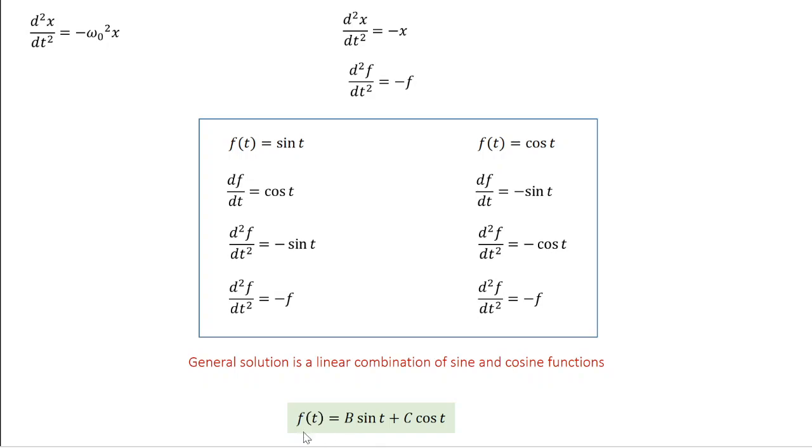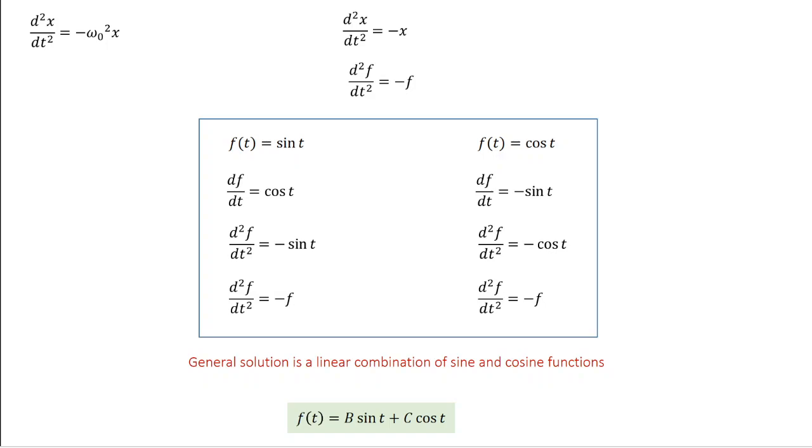So I can write the most general form of the solution, f of t equal to a constant multiplied by sine t plus a constant multiplied by cos t. So here we did not consider the constant omega naught square. If you put the constant omega naught square, then you find that the general solution is b sine omega naught t plus c cos omega naught t. So this is how qualitatively you can arrive at the solution.